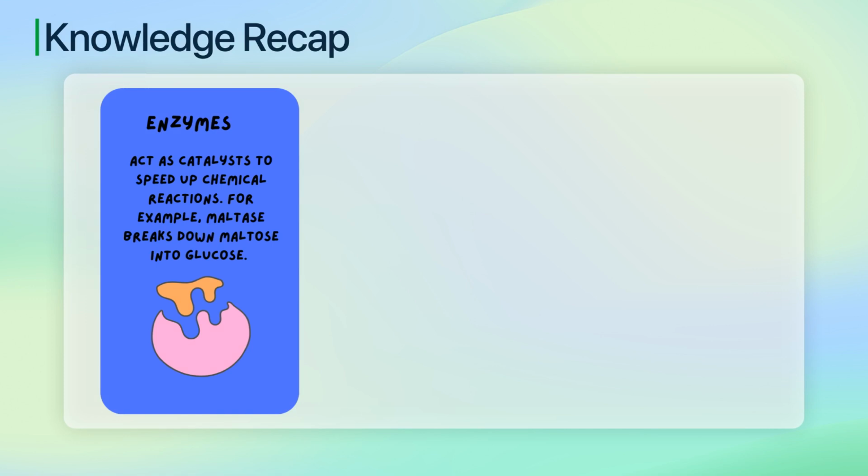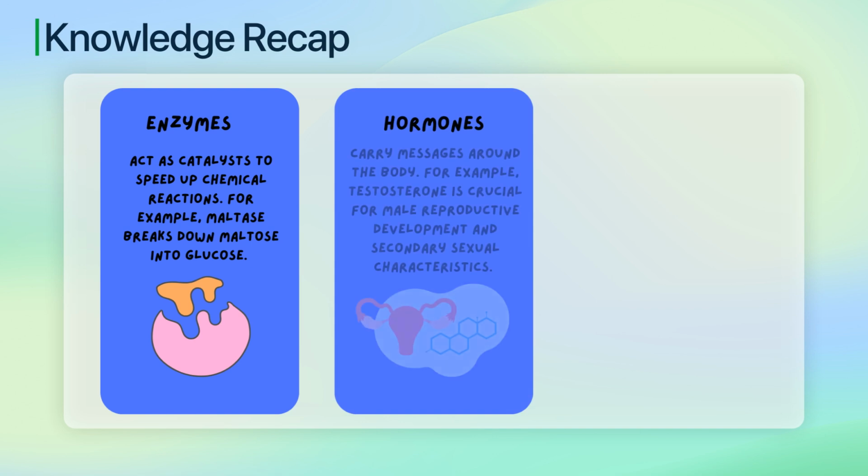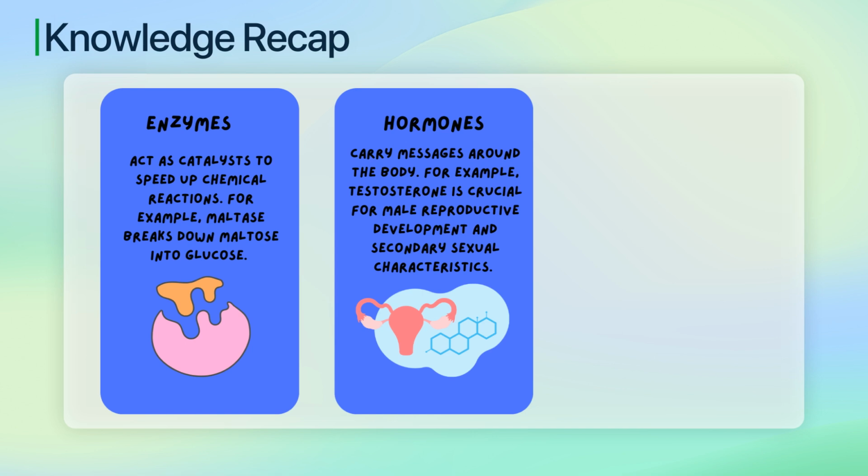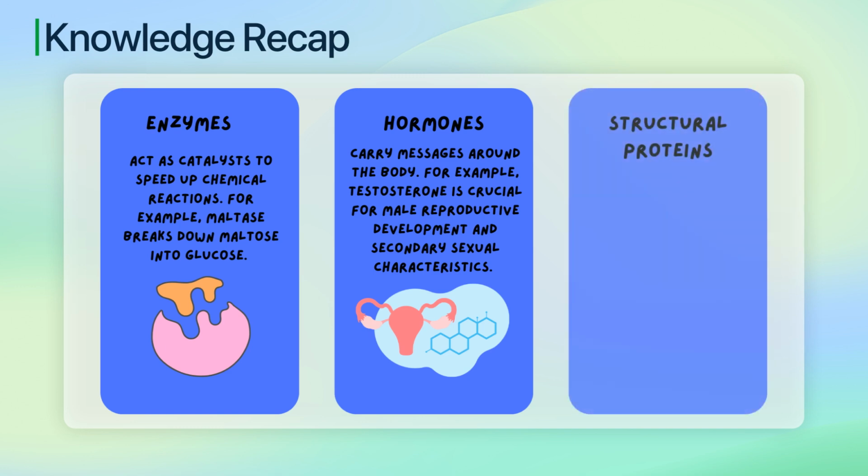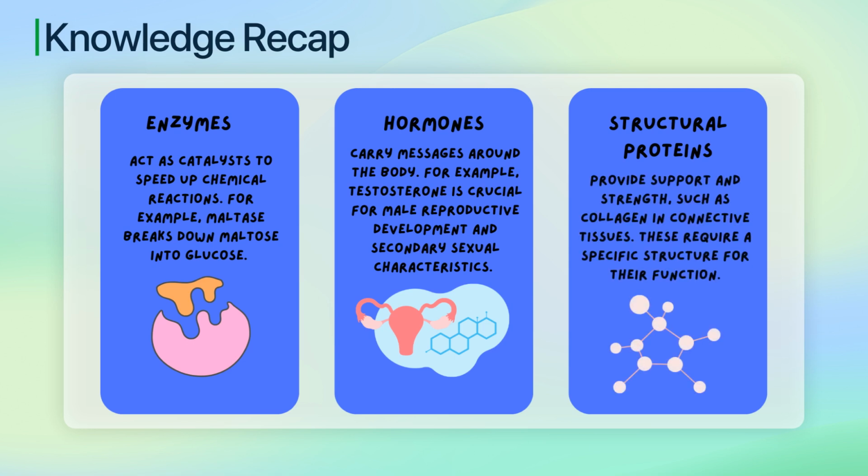Now, let's look at the key roles proteins play in the body. For example, enzymes are proteins that act as biological catalysts, speeding up chemical reactions. Another example is maltase, which breaks down maltose. Hormones are proteins that carry messages throughout the body. For example, testosterone is crucial for male reproductive development and secondary sexual characteristics. Structural proteins provide support and strength, such as collagen, which strengthens connective tissues like ligaments and cartilage. There are many other types of proteins with various functions in the body. With this background, let's explore how these proteins are made through the processes of transcription and translation.